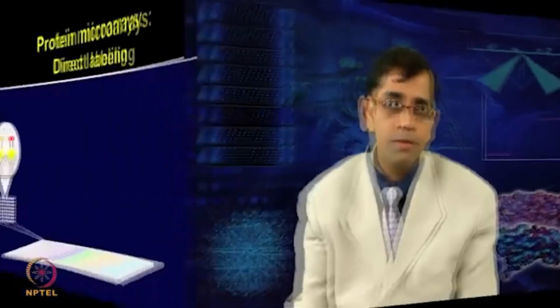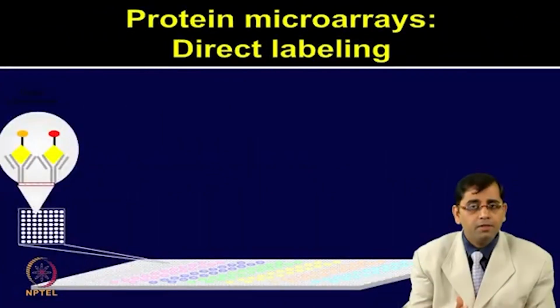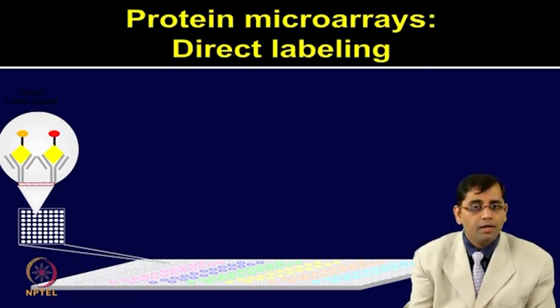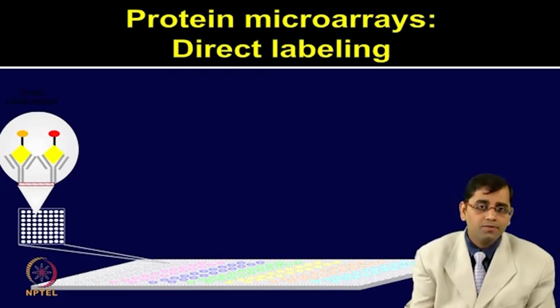There are different types of microarray platforms which are available for studying proteins. Let's have a quick look at some of these available platforms. Antibodies are labeled with fluorescence or other tags, which allows detection of the protein after it is captured by the antibody immobilized on the array surface.